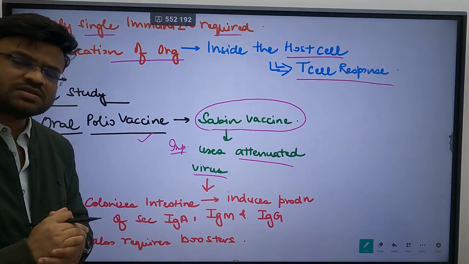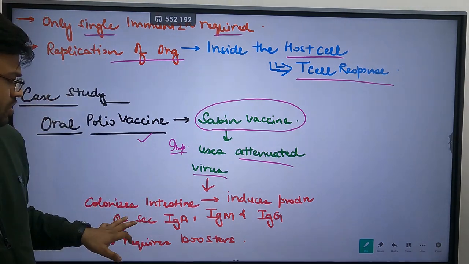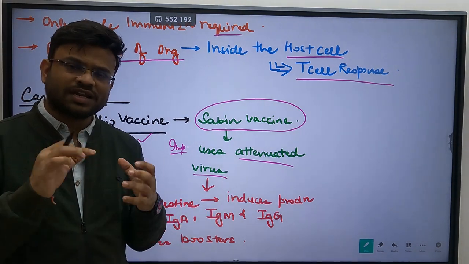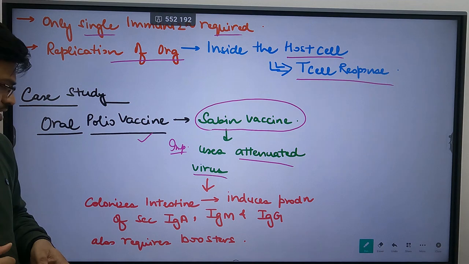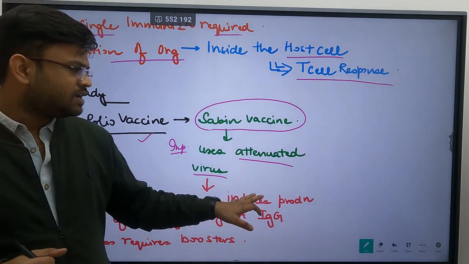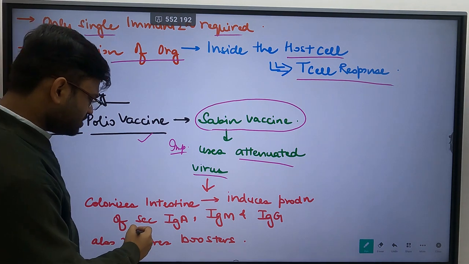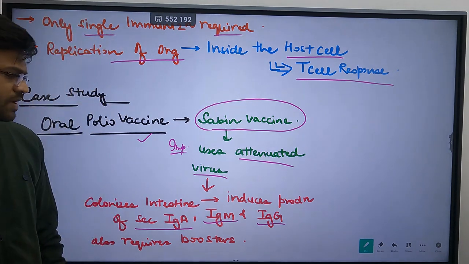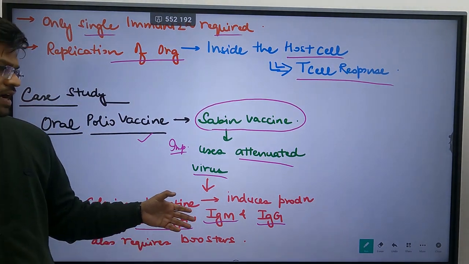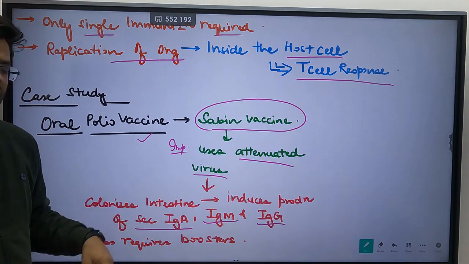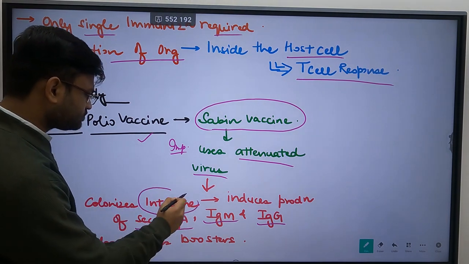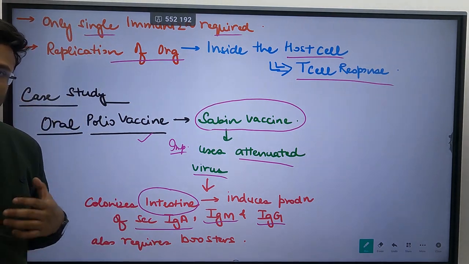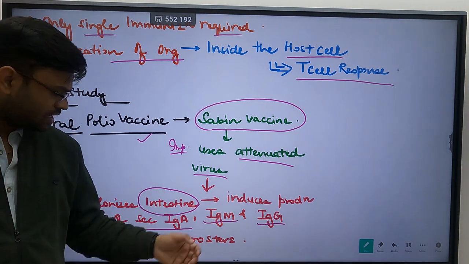Okay. Now, what happens in case of oral polio vaccine? The attenuated virus that you are giving in the form of this vaccine colonizes the intestines and induces the production of secretory IgA, IgM and IgG. What will happen? It will cause the production of IgA, IgM and IgG. It will colonize the intestine and allow the production of secretory IgA, IgM and IgG.